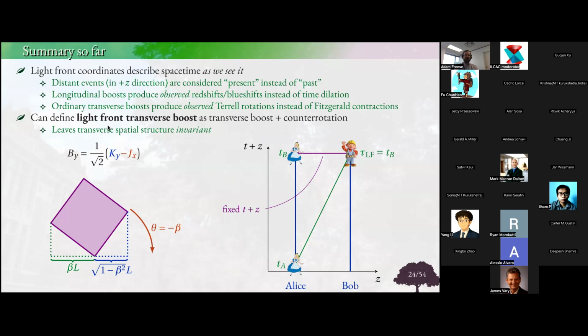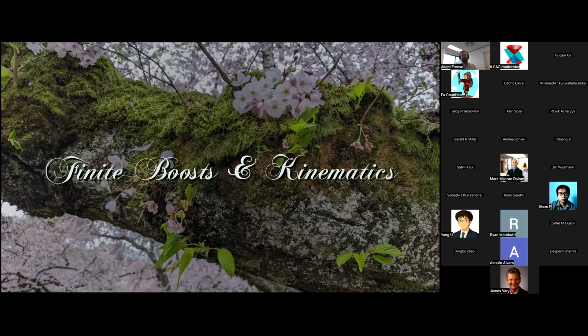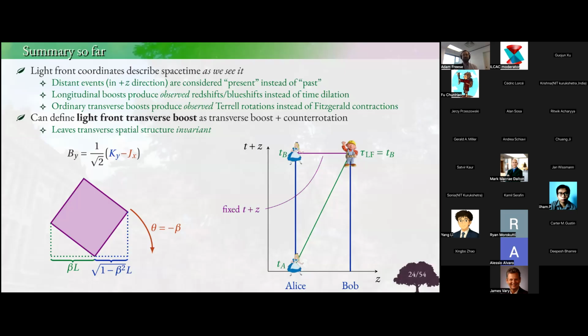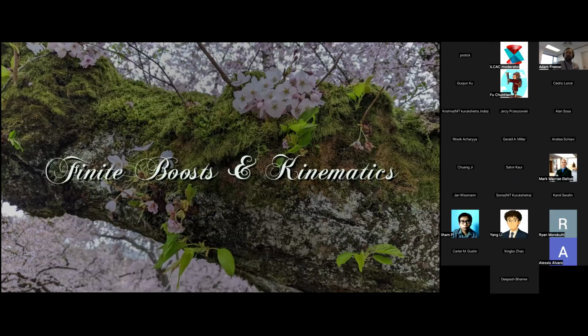Additionally, we can define what we call a light front transverse boost, for an infinitesimal transverse boost, as consisting of what we would normally call a transverse boost plus a counter rotation that undoes the apparent Terrell rotation. This leaves the transverse spatial structure of what we're looking at invariant. Are there any questions regarding the mini summaries? If not, I'll move on. Oh, yes.